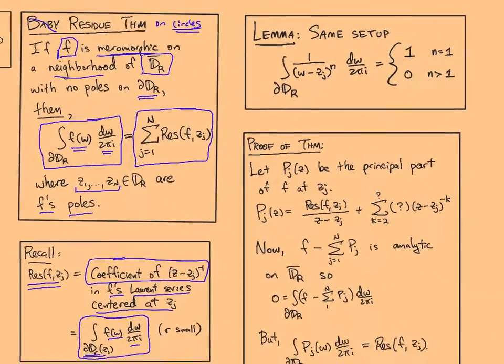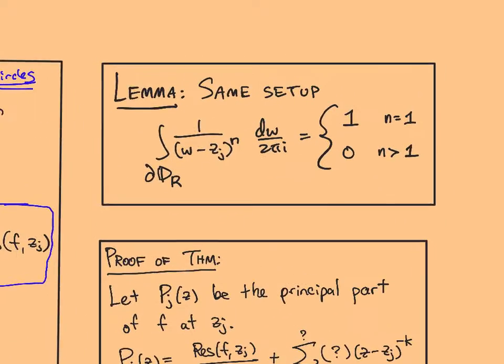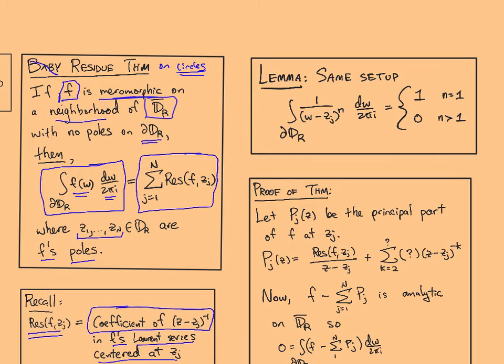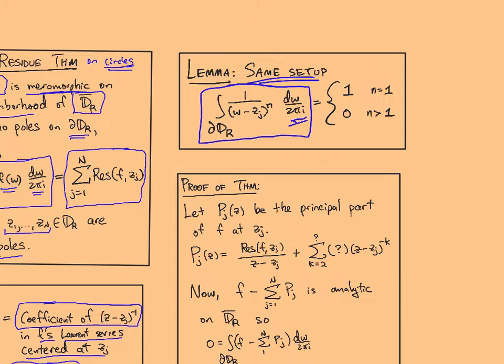In order to prove this easy version of it, we need just the following lemma. Let's have the same setup as the theorem: f meromorphic on a neighborhood of this closed disk with no poles on the boundary circle. We want to know how to compute these integrals, 1 over w minus zj to the n, integrated with respect to dw over 2 pi i. And I claim this is just 1 if n is 1, and 0 for n bigger than 1.